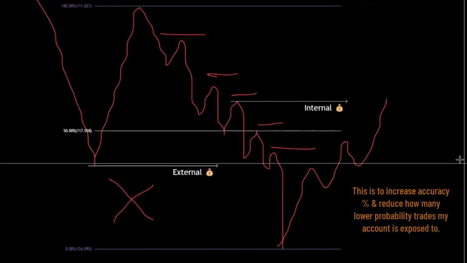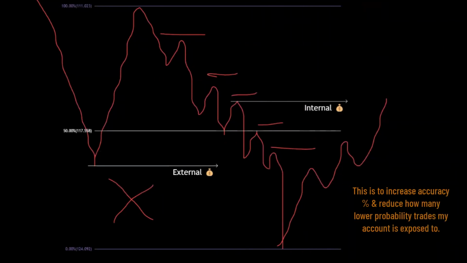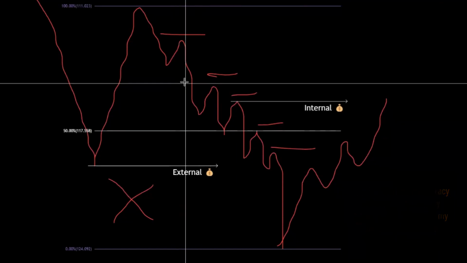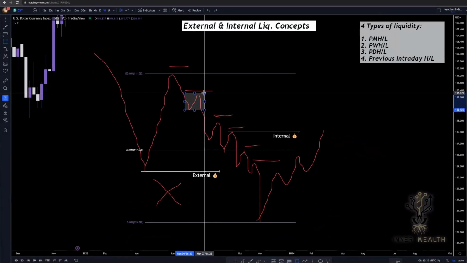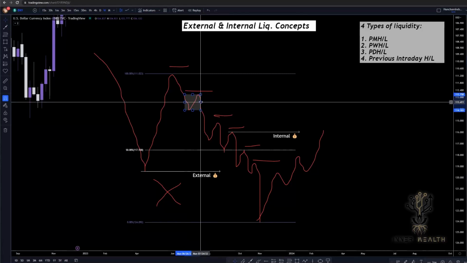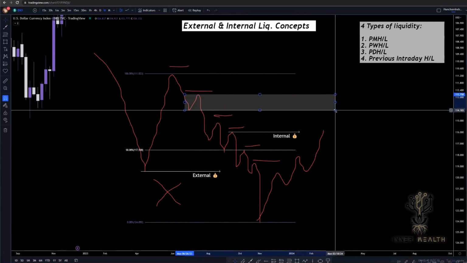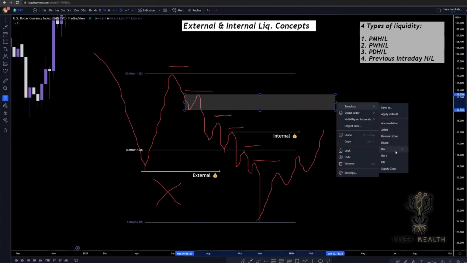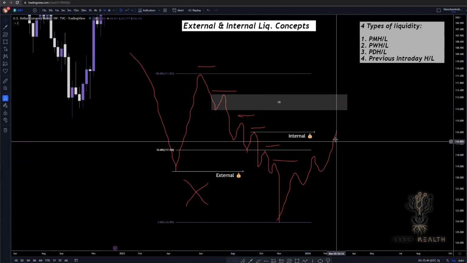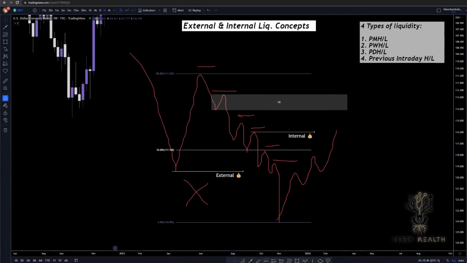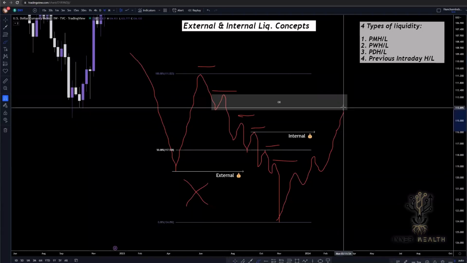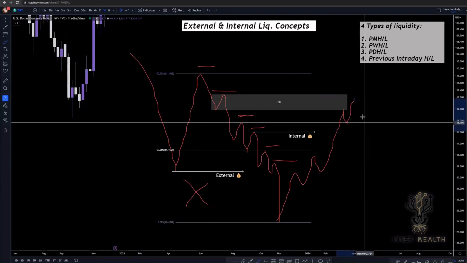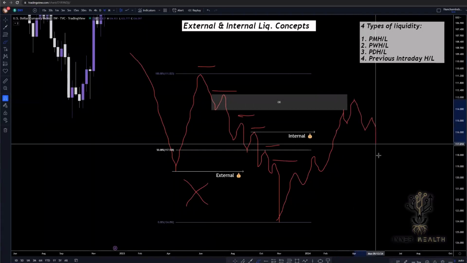Okay. And the rule of thumb is the next unmitigated area above your internal liquidity level is your point of interest, or your order block, or whatever you guys want to call it. Right? And so that's the area in which you look for that redistribution.